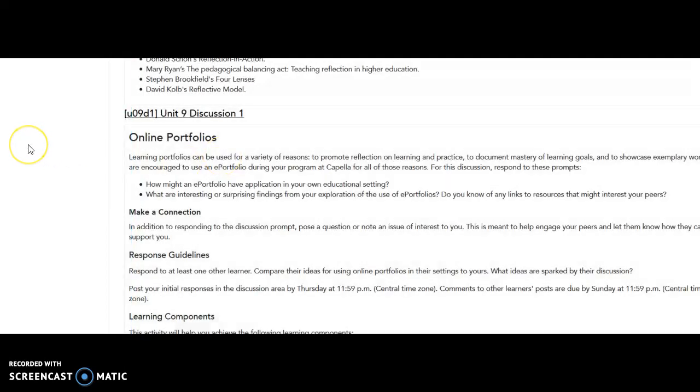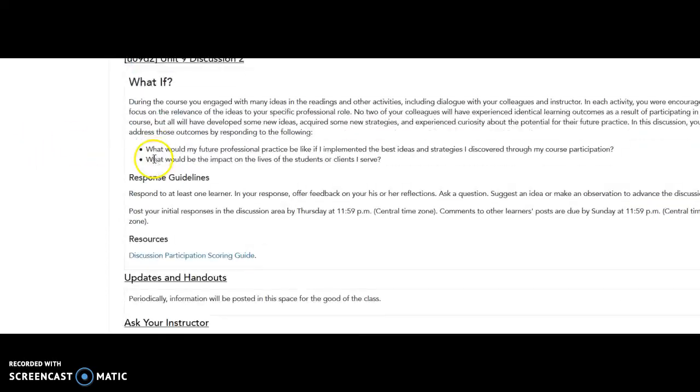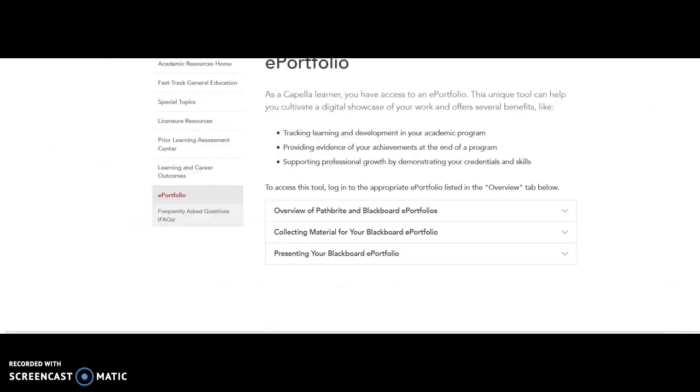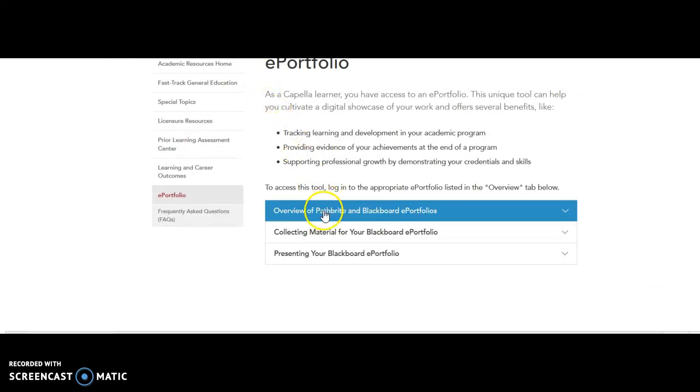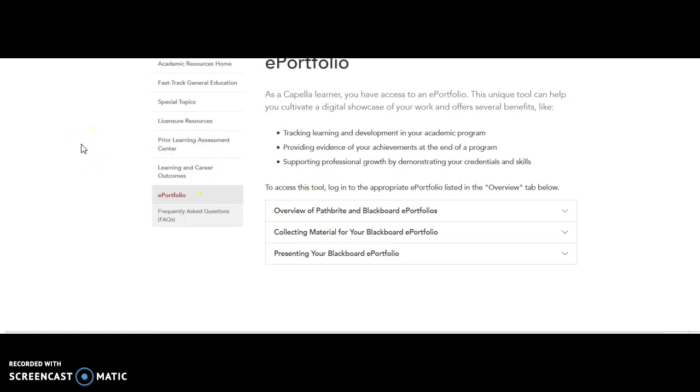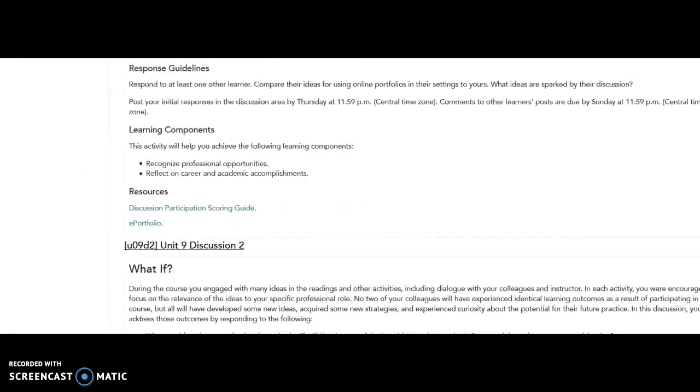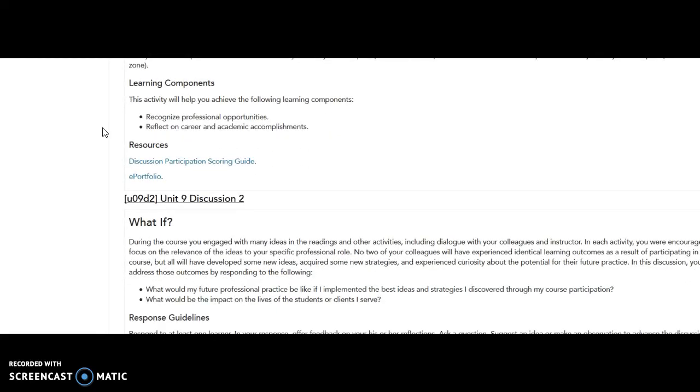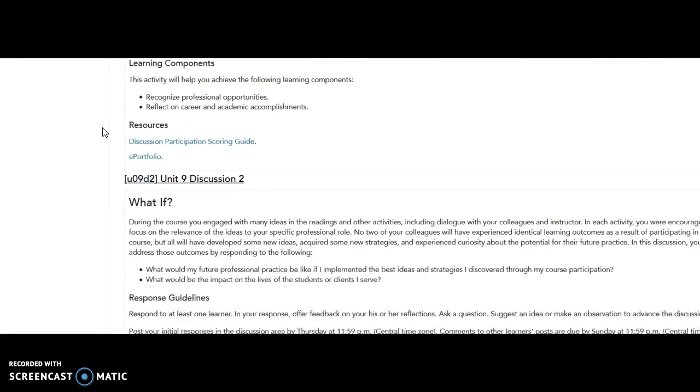There is a discussion of online portfolios. You are not required to make the portfolio, but the link down here is to the portfolio, Pathbright, that Capella is using. And it's just a good chance to think about starting one. If you create a portfolio, it will be available to you after you graduate. It's an ongoing portfolio you can use for resumes, for presentation of your accomplishments, and to keep track and to reflect. So that's the first discussion.